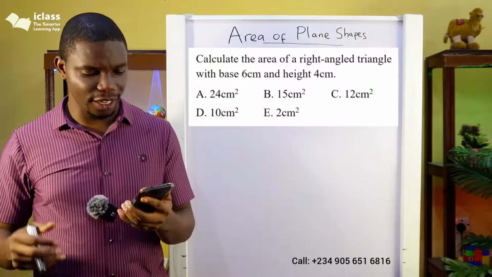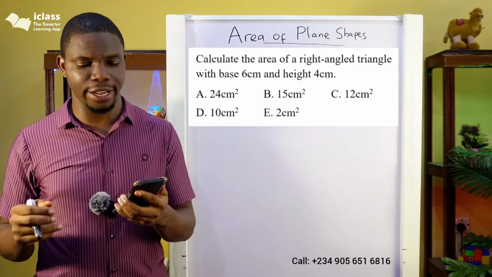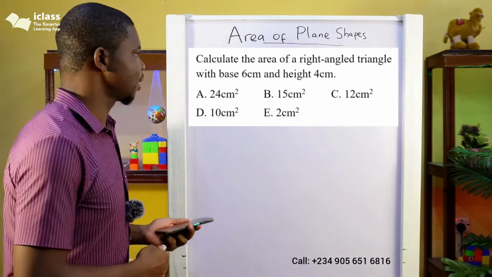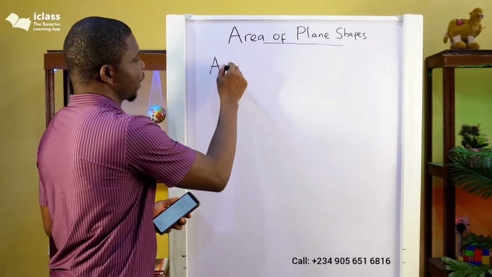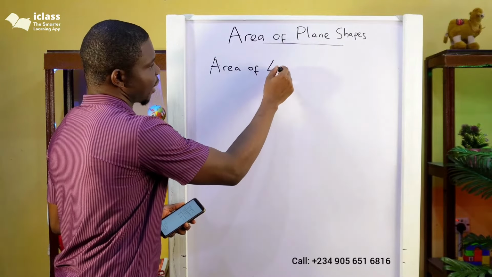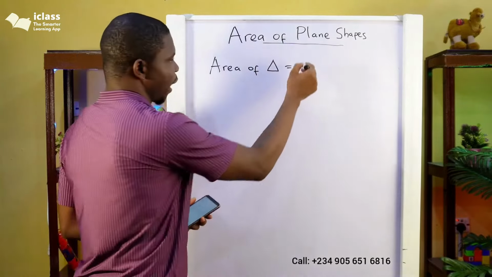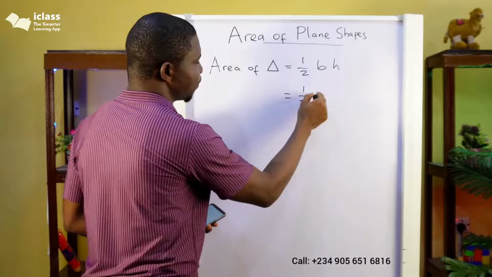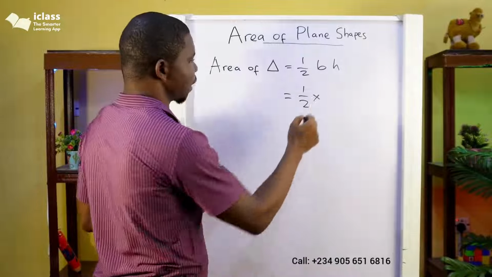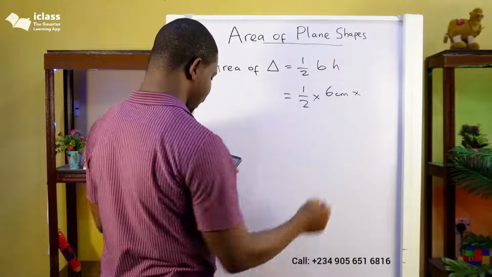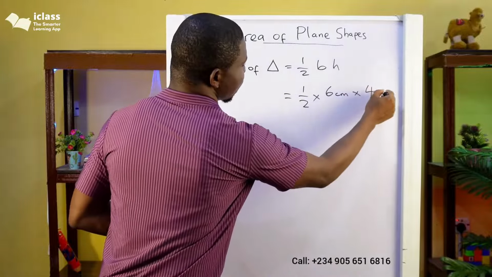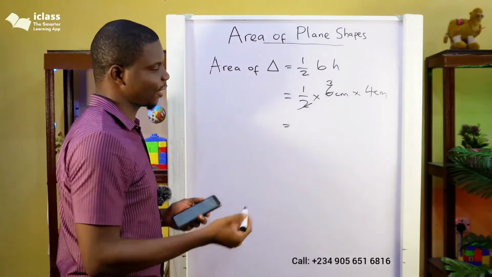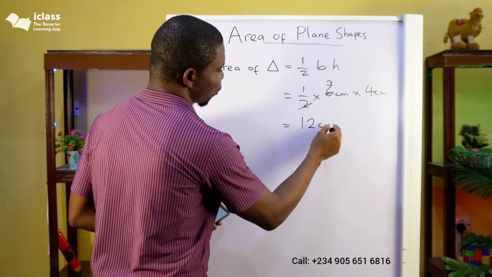Next question. Calculate the area of a right-angled triangle with base 6 centimeter and height 4 centimeter. Just like we did last, area of a triangle, whether it's a right-angle triangle or not, is half times the base times the height. And in this case, we are told that the base is 6 centimeter and the height is 4 centimeter. So we say 2 into 6, that will be 3. 3 centimeter times 4 centimeter is 12 centimeter square.